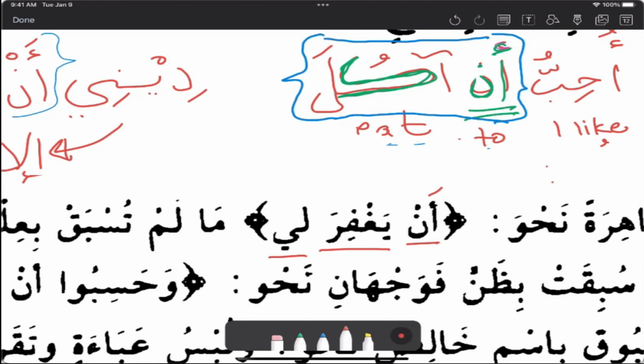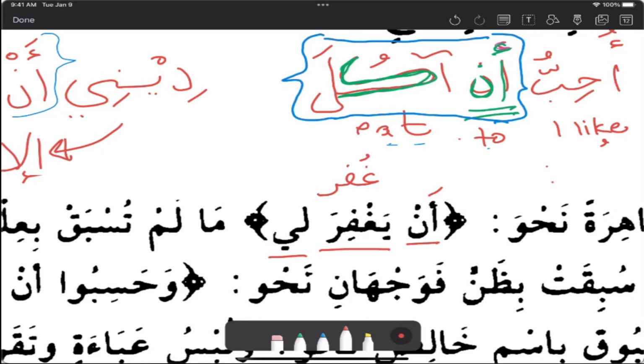5, 4, 3, 2, 1. The masdar for ghafara yaghfiru is ghufrana.